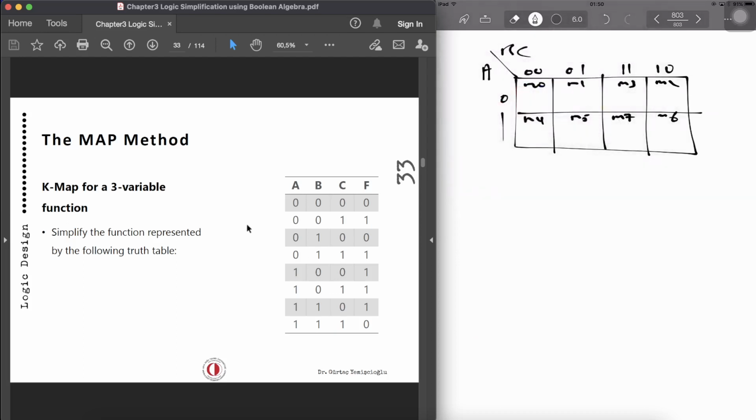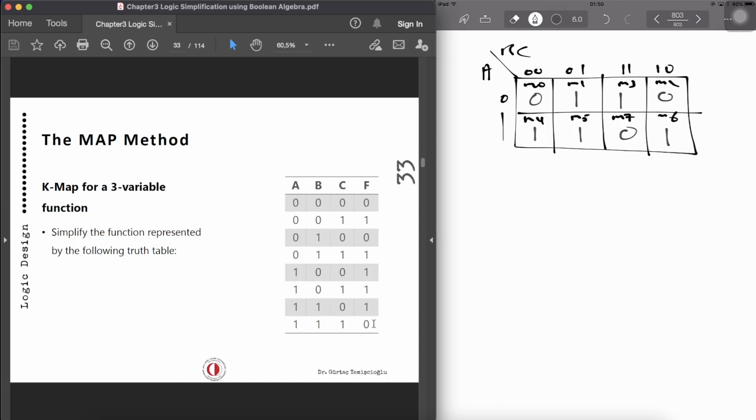Okay, so let's check. Minterm 0, it is 0. Minterm 1, it's 1. Minterm 2, 0. Minterm 3, it's 1. Minterm 4, it's 1. Minterm 5, it is 1. Minterm 6, it is 1. And minterm 7 is 0. Okay, so how are we going to do those combinations?